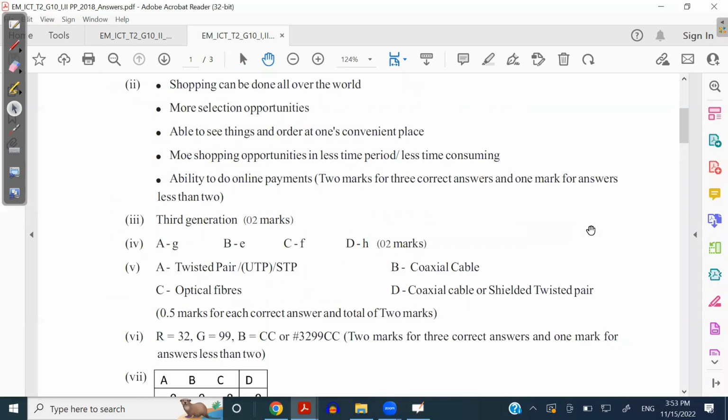So they are asking what are the advantages of online shopping. So you can say shopping can be done all over the world, more selection opportunities, able to see things and order at one's convenient place, more shopping opportunities in less time period or less time consuming, ability to do online payments, those kind of things. And if you got any alternative answers, just let me know. Then I'll tell you whether they are correct or wrong.